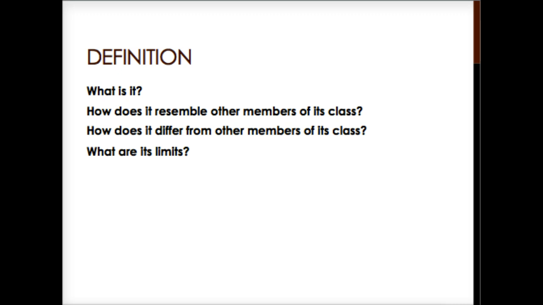It's an explanation of the nature of a word, thing, or idea. Sometimes definition essays are really redefinition. They attempt to make us understand something we thought we already understood. Some of the questions that go along with definition are: what is it? How does it resemble other members of its class? How does it differ from other members of its class?